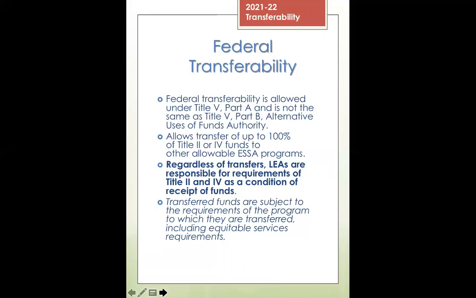But even if you transfer the funds out of a program, you're still responsible for the requirements of the program as a condition of the receipt of funds. And some people found this the hard way. So you transfer all your Title IV funds out of Title IV, you still have to provide all the services under Title IV with district funds. Because you took the money, essentially, you have to meet the requirements. So just keep that in mind when you transfer, that you still have to.